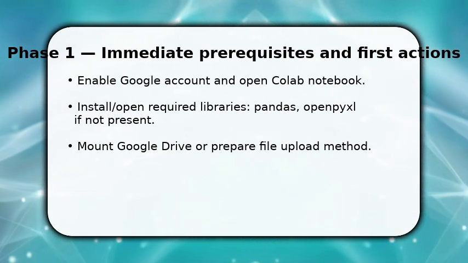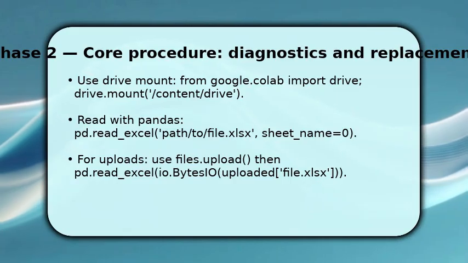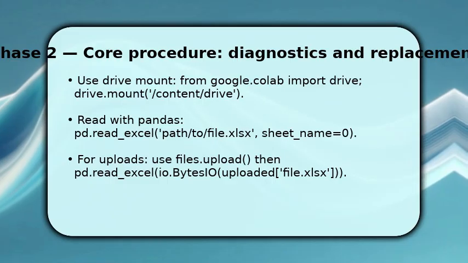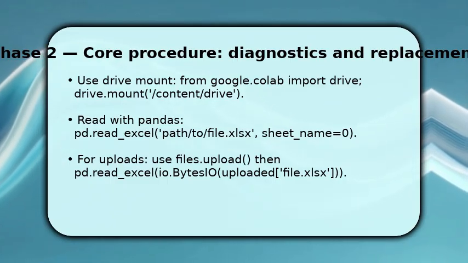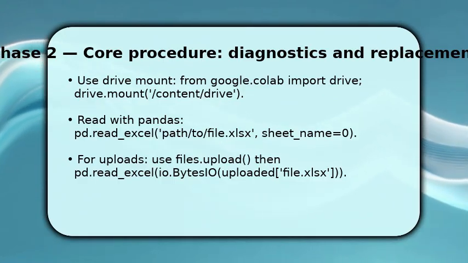Now load the workbook into a DataFrame. If you mounted Drive, construct the full path and call pandas.read_excel with sheet_name to select the sheet. This preserves headers and dtypes. If you use the Upload widget, capture the returned byte stream and wrap it with io.BytesIO so pandas can read it directly.